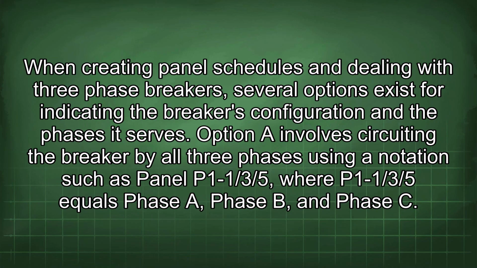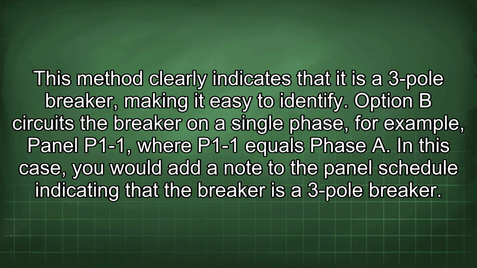When creating panel schedules and dealing with three-phase breakers, several options exist for indicating the breaker's configuration and the phases it serves. Option A involves circuiting the breaker by all three phases using a notation such as panel POM-1/3/5, where POM-1/3/5 equals phase A, phase B, and phase C. This method clearly indicates that it is a three-pole breaker, making it easy to identify.